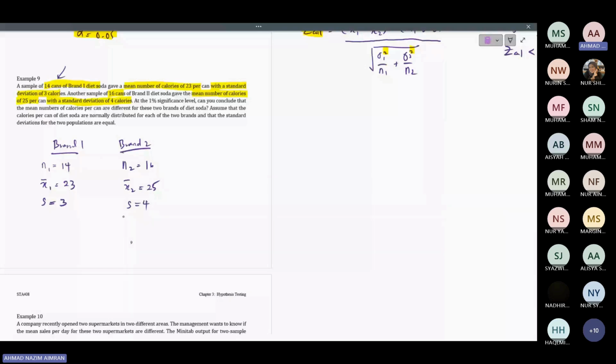At 1% significance level, so our alpha is 0.01. Can you conclude that the mean number of calories per can are different? So again, it is not mentioned whether brand 1 is greater than brand 2 or lower than brand 1. The question just mentioned are different. So bila are different, we know that we need to use the two-tailed test.